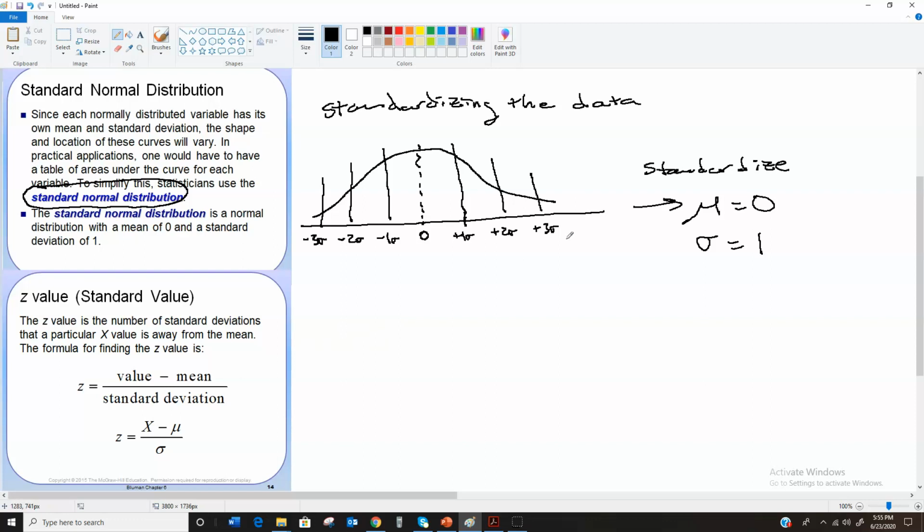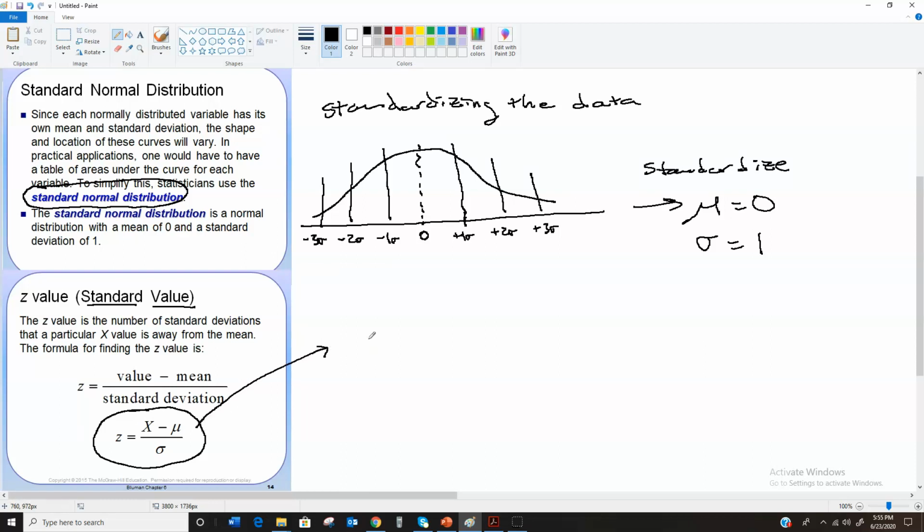And in order to do this standardization, we need to be able to find out what the standard value is for any value that you're looking at. So all that is finding the z value. We did this briefly in chapter 3.